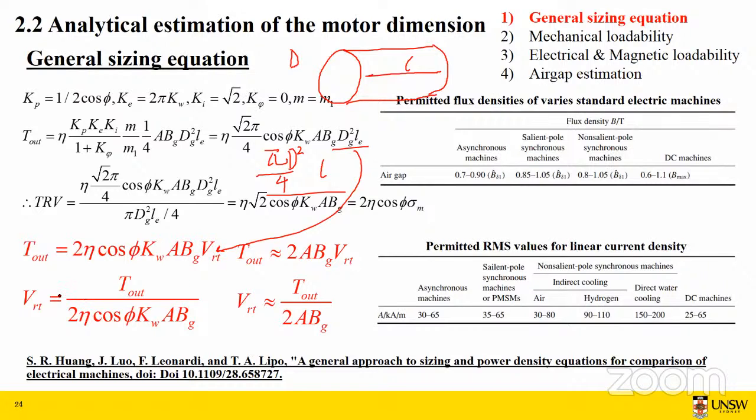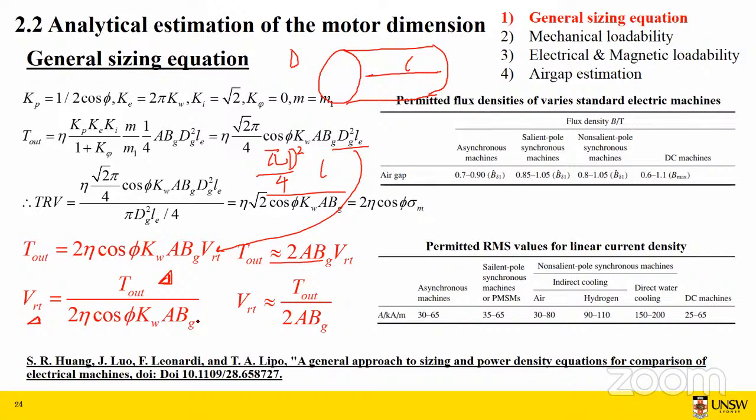And also, at the beginning of a project, it is easier to know the rated torque, but we want to estimate the rotor volume. So we can write this equation in another form. That is, the rotor volume equals the output torque divided by 2 times the efficiency times power factor times winding factor times linear current density and air gap flux density.